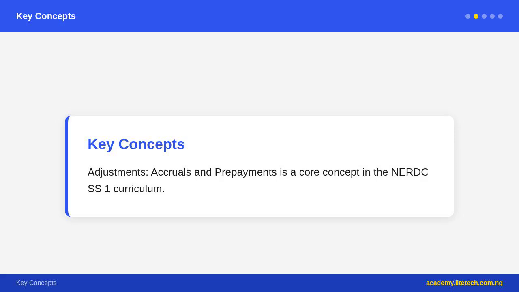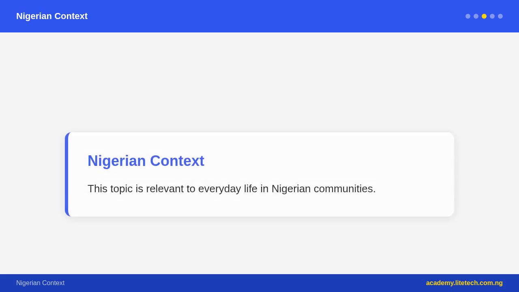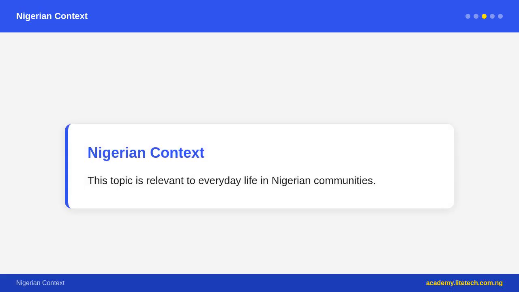Adjustment 3, accrued income. Accrued income is income that has been earned but not yet received at year-end. Effect, income is increased in the P&L, accrued income appears as a current asset in the balance sheet. Example, rent receivable in ledger is 30,000 Nigerian nairas. Rent for December, 5,000 Nigerian nairas, has not yet been received. Adjusted rent received in P&L equals 30,000 plus 5,000 equals 35,000 Nigerian nairas. Balance sheet, accrued rent receivable 5,000 Nigerian nairas under current assets.